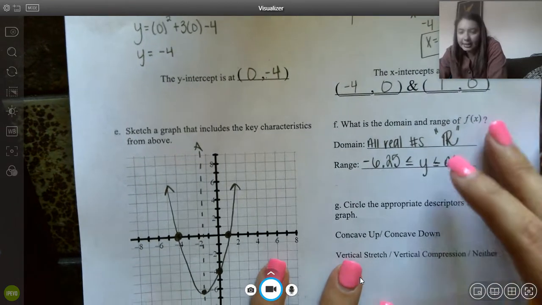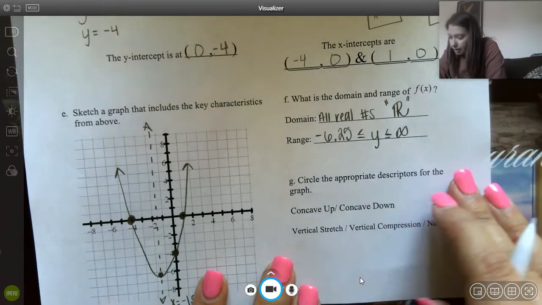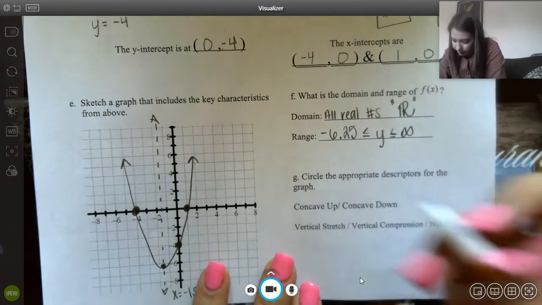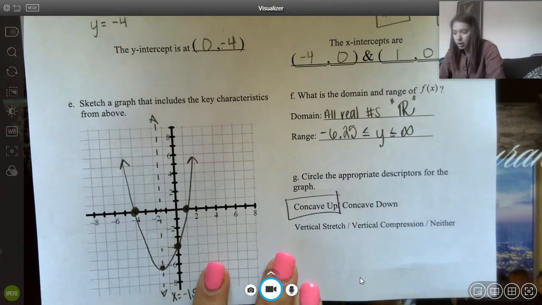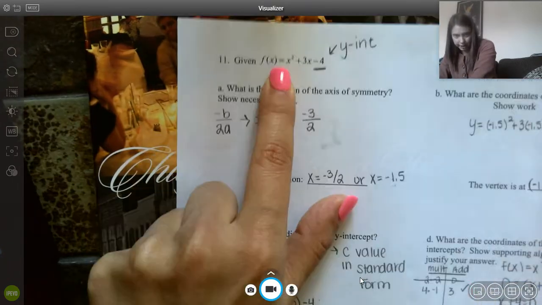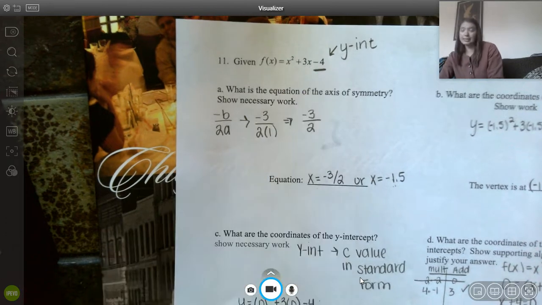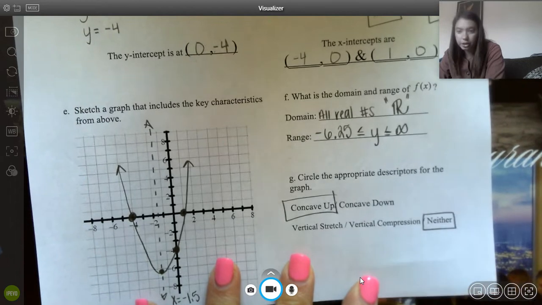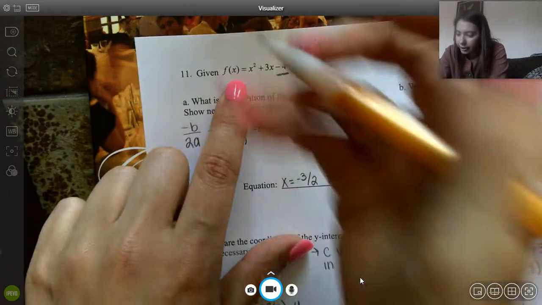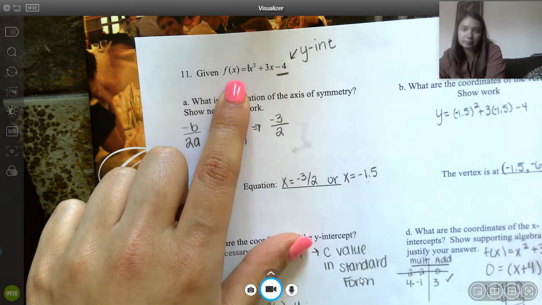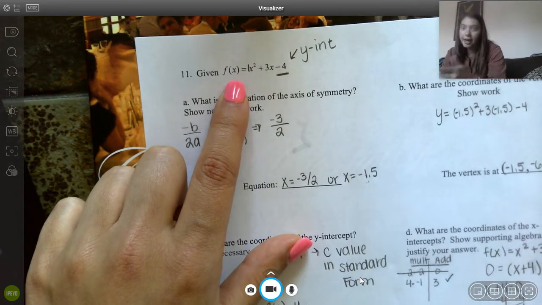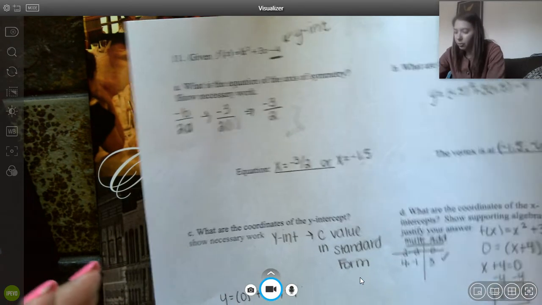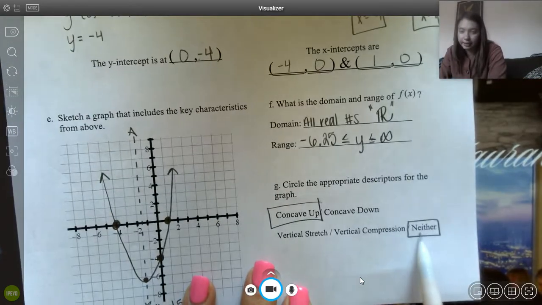And then last but not least, we have G. Circle the appropriate descriptors, okay? As you can see, it is concave up, right? We graphed it. There was no negative value in the function. Therefore, it's positive. And then also, there is no vertical stretch or compression because our A value is just 1, right? If there's no number there, it's not just 0x squared, it is 1x squared. So therefore, this is neither.